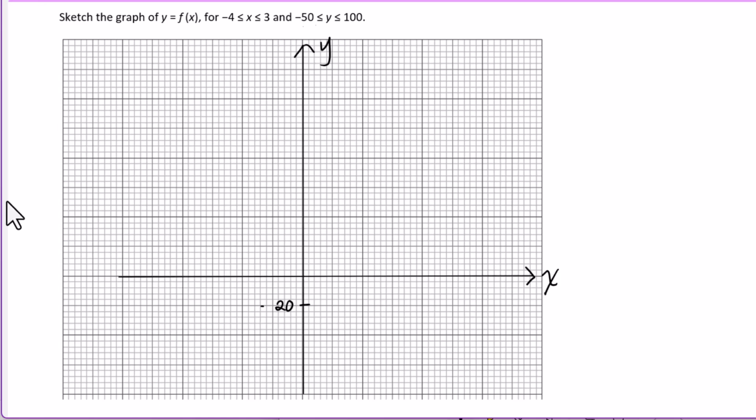Let's do -20, -40, -50, +100, 1, 2, 3, -4. After you set up this coordinate plane, let's go to the calculator. Remember the domain and range of this coordinate plane, and also remember the scale you set up for this coordinate plane.